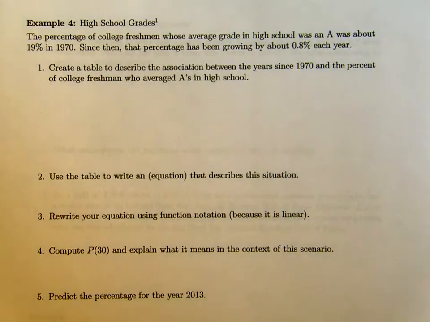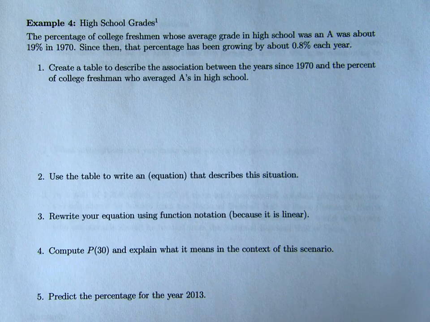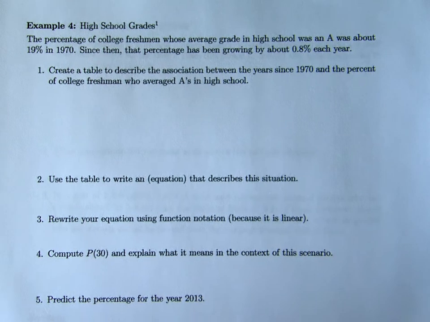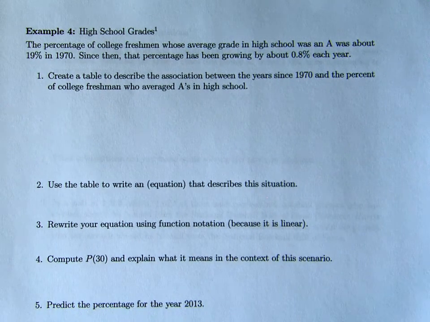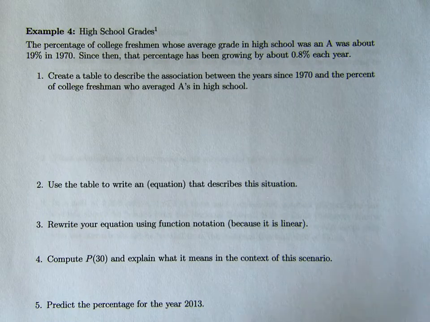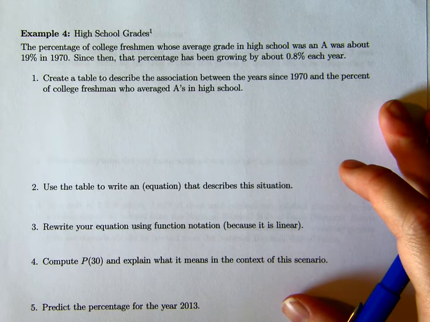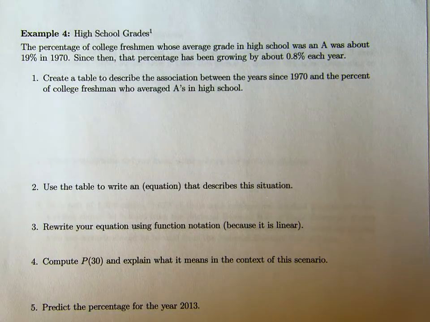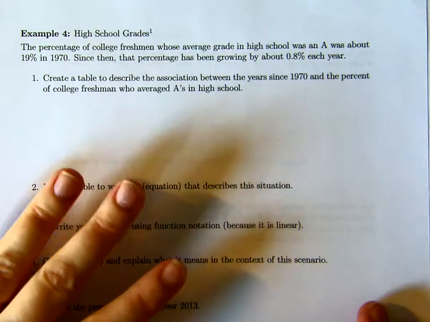All right, let's talk about high school grades. The percentage of college freshmen whose average grade in high school was an A was about 19% in 1970. And then that percent has been growing by about 0.8% each year. Create a table of values to describe the association between years since 1970 and the percent of college freshmen who averaged A's while they were in high school.